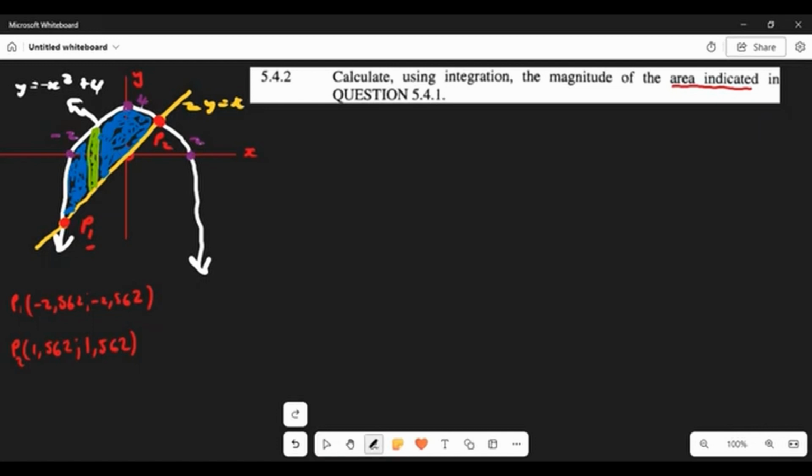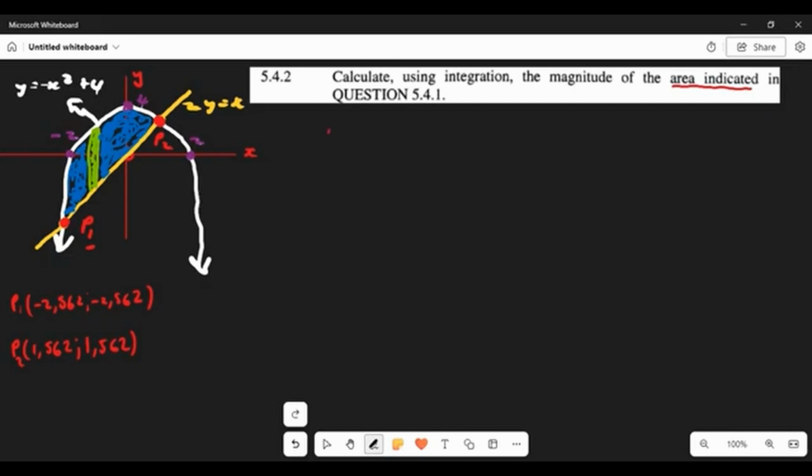Now, in order for us to calculate this area, we need to use the definite integral. I've already made videos on definite integrals, so just in case you don't know what's happening there, you can go to the description. There is a video already that I've pasted earlier on. Click on that link, and you will see a video that explains more about the definite integral.